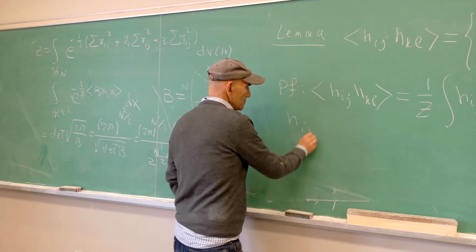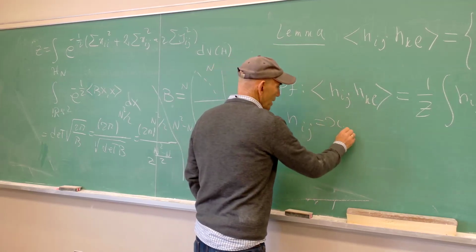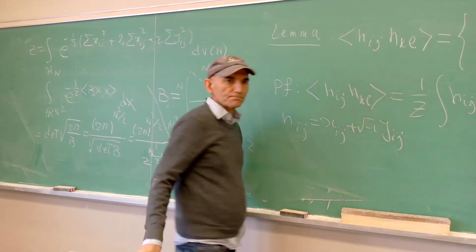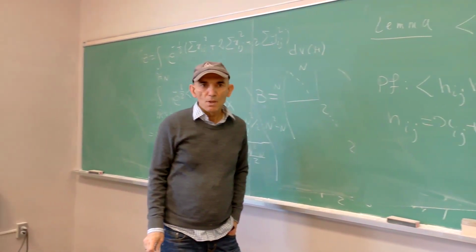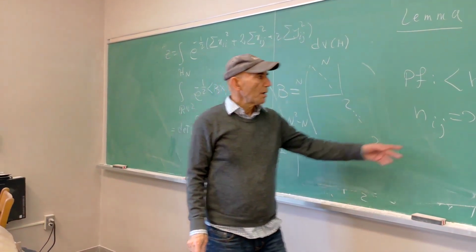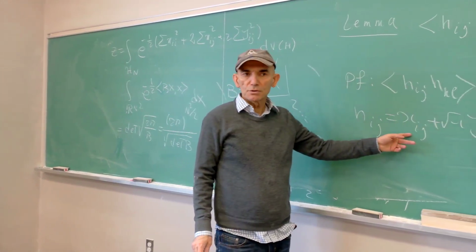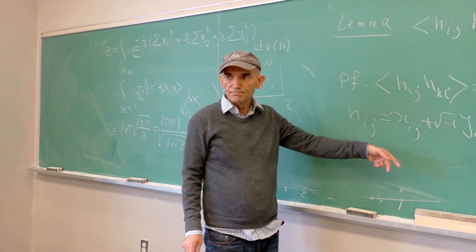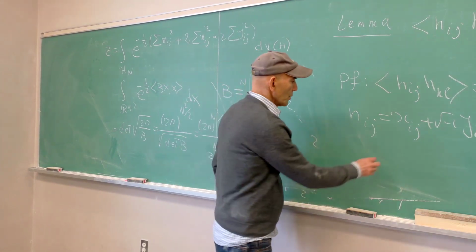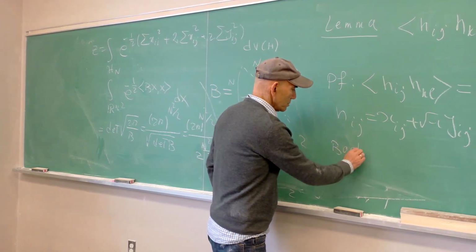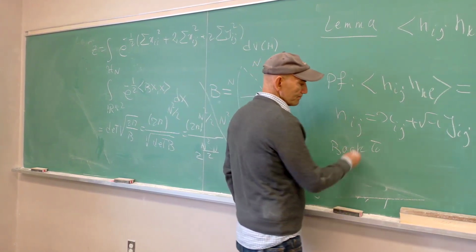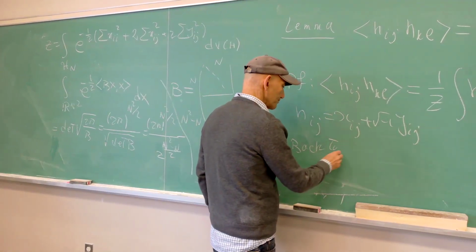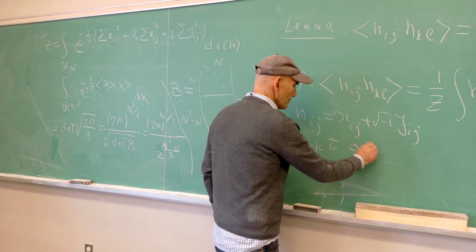But H_ij is just X_ij plus root minus 1 Y_ij, right? So to compute this, I have to compute the correlation functions between X's and Y's and XY's. So back to the Euclidean case, back to the original formula.